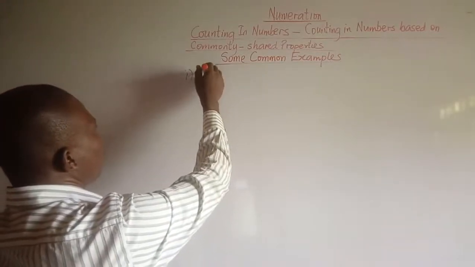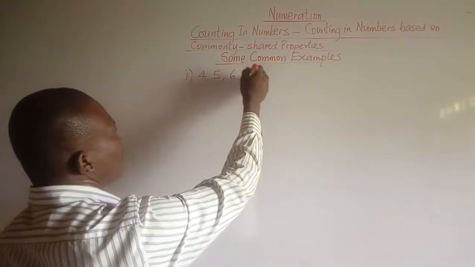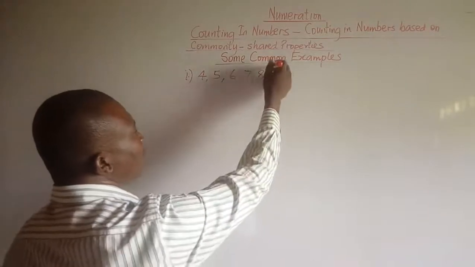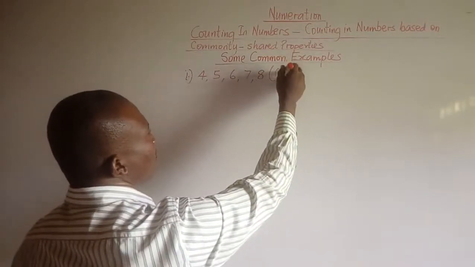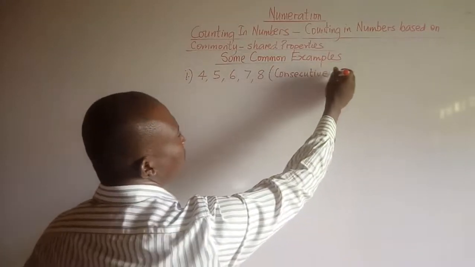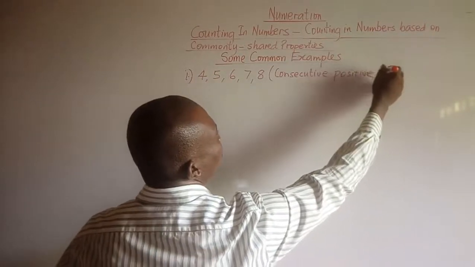We can have like 4, 5, 6, 7, and 8. These numbers in this sequence are consecutive, positive numbers.